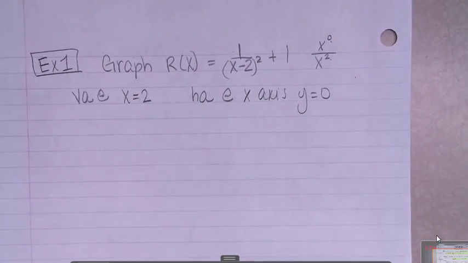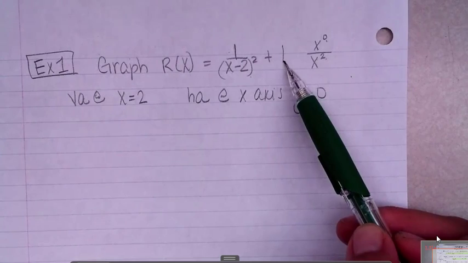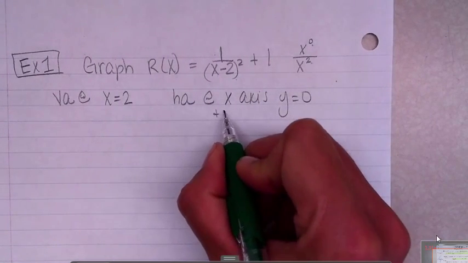However, what happens to that horizontal asymptote if I add 1? That's going to move up, right? So that horizontal asymptote moves up 1.